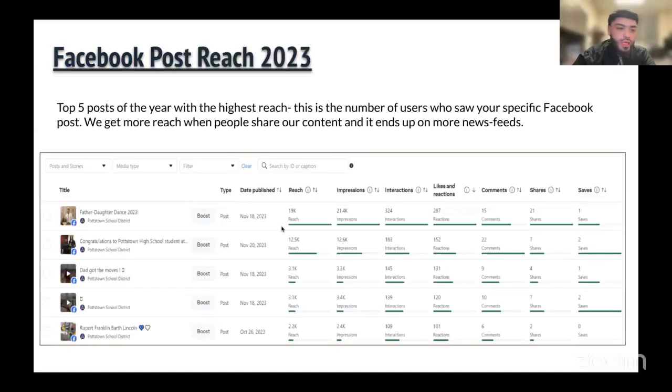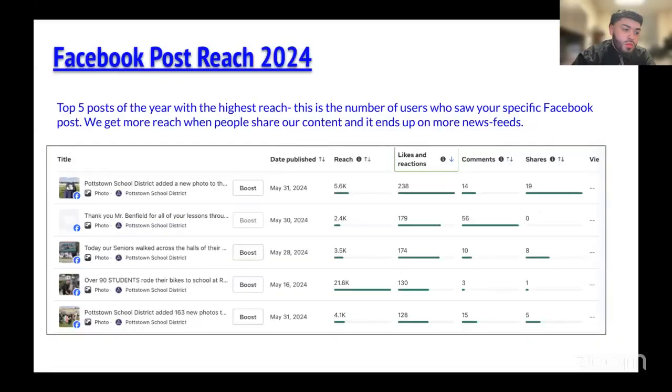So this is a deeper dive of our top posts of 2023. And this is just how our numbers did. So you can see how many accounts we reached, our likes, reactions, comments, and shares. In 2023, the father-daughter dance reached over 19,000 different accounts with 21 shares. In 2024, you can see again how many accounts we reached, our likes, reactions, comments, and shares. May was our most interactive month because of the end of the year activities like graduation, prom, formal, and field day.